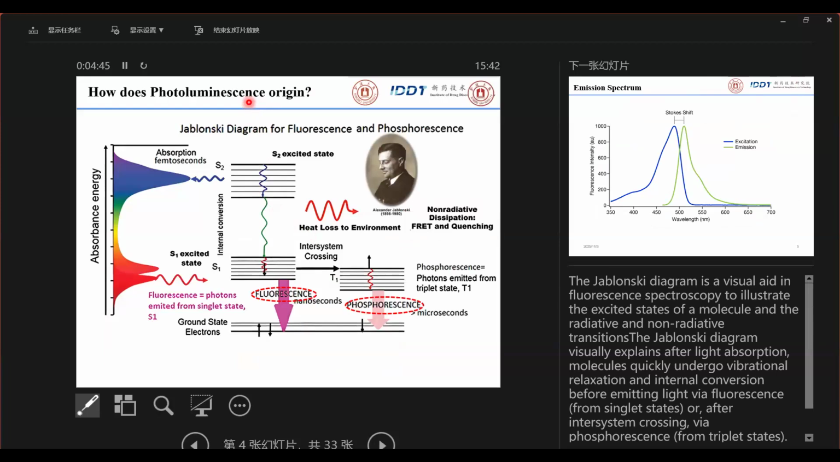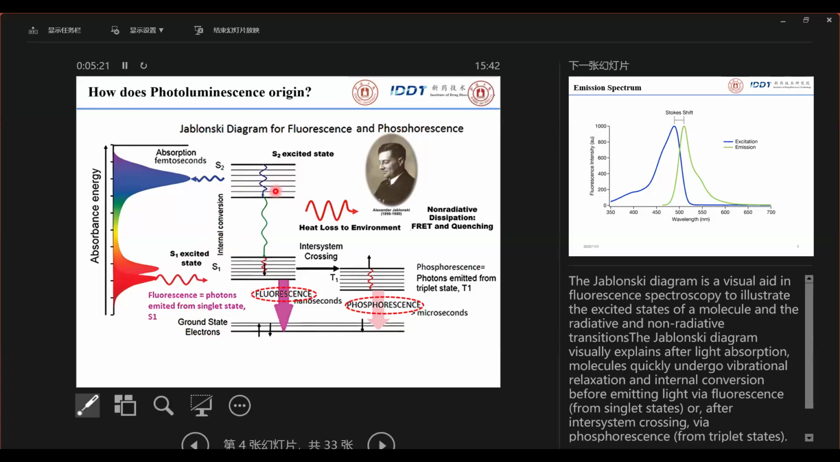We'll concentrate on photoluminescence. How does it originate? There's a famous diagram called the Jablonski diagram for fluorescence and phosphorescence. We only see the right part. When an electron is in the ground state and receives light, it will go to the first singlet or the second singlet state. So it means it was irradiated.